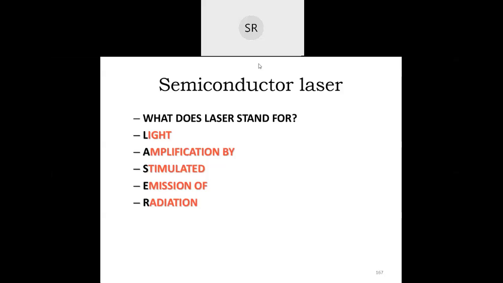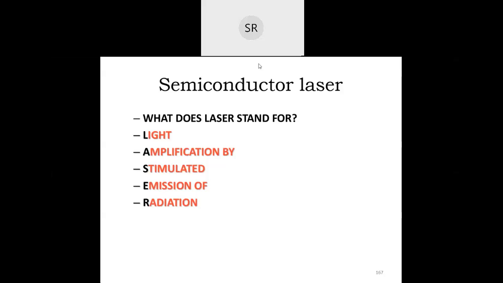Laser means light amplification by stimulated emission of radiation, and maser means microwave amplification by stimulated emission of radiation. The input is different, but the action that takes place is stimulated emission of radiation. In one, light amplification takes place, and in the other, microwave amplification takes place. Those are the two different types.